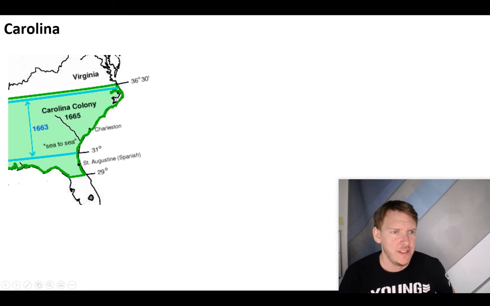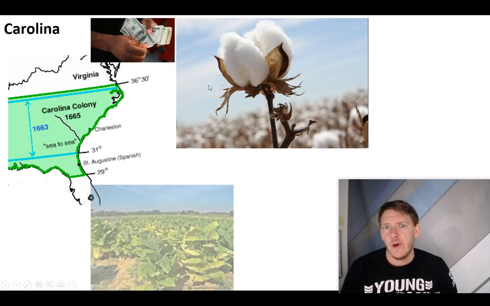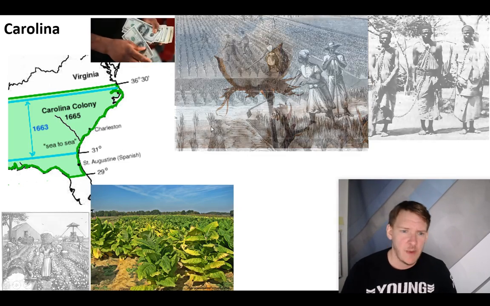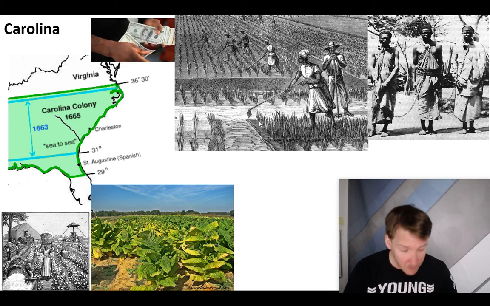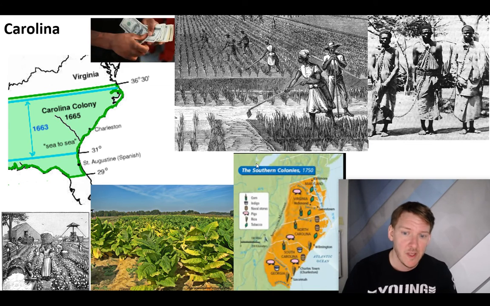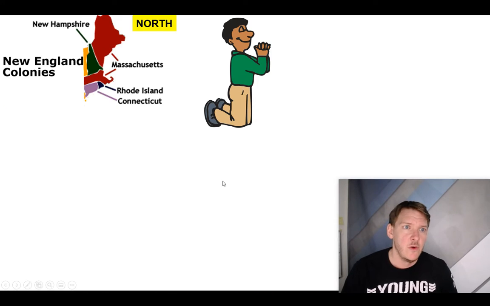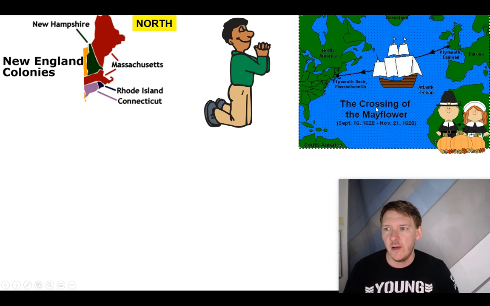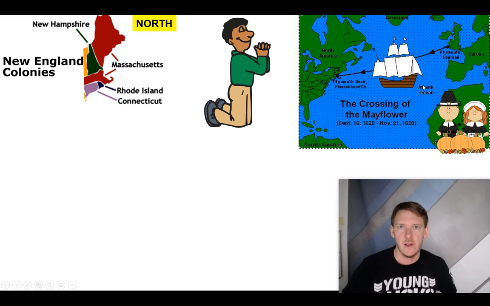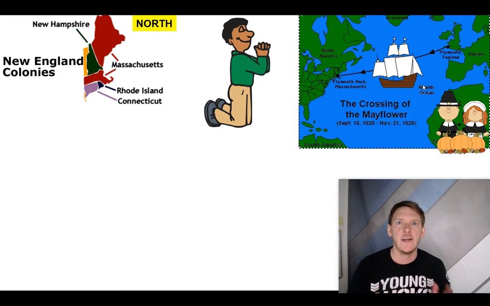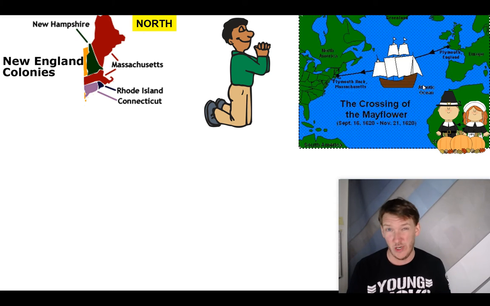Carolina colonies will be established later. They're there to make money. Cash crops, cotton, tobacco, and of course, slavery. We will talk much more about that in the future. That's the southern colonies. The northern colonies are mainly established for religious freedom. These will be the Puritans or the Pilgrims. They will leave England because they want to practice religion the way that they want to practice it, which is pretty radical and pretty extreme.